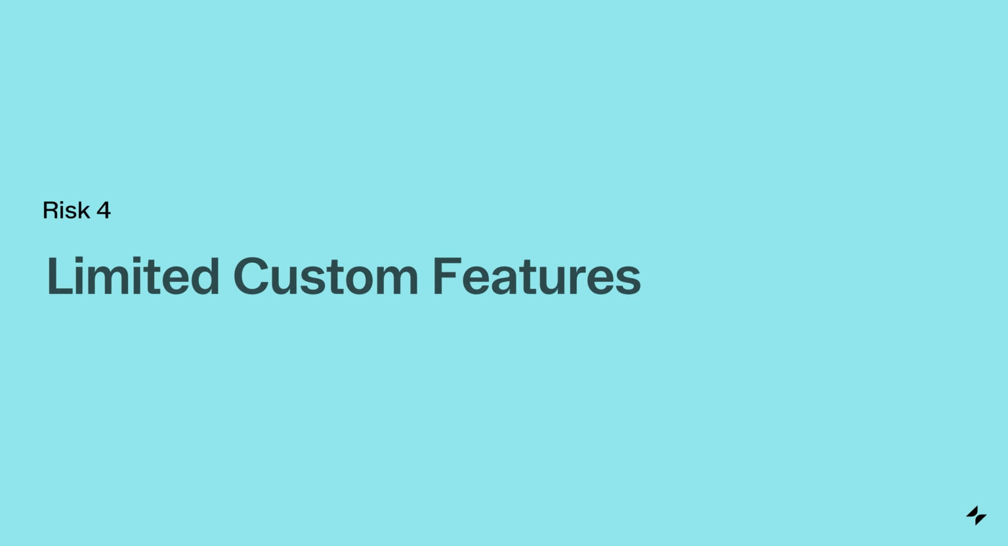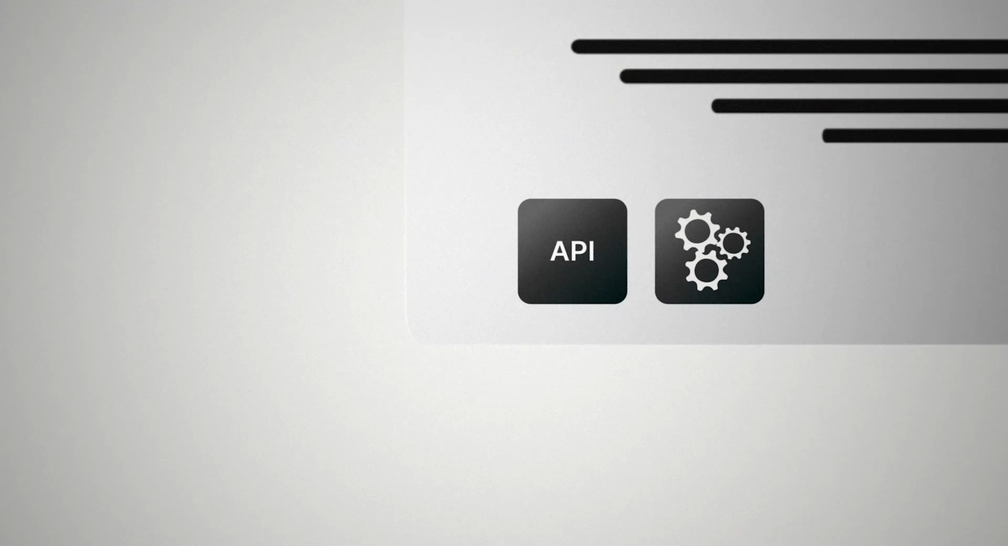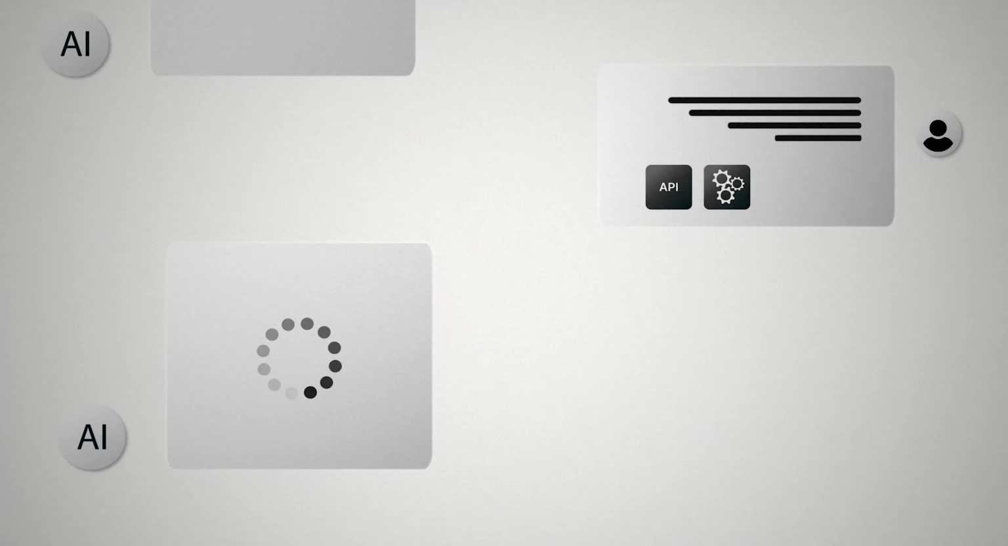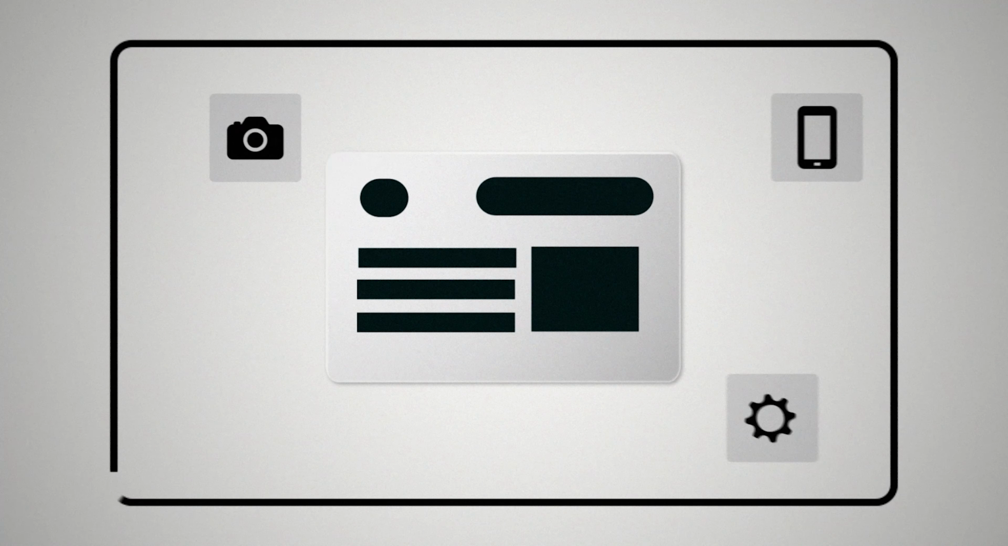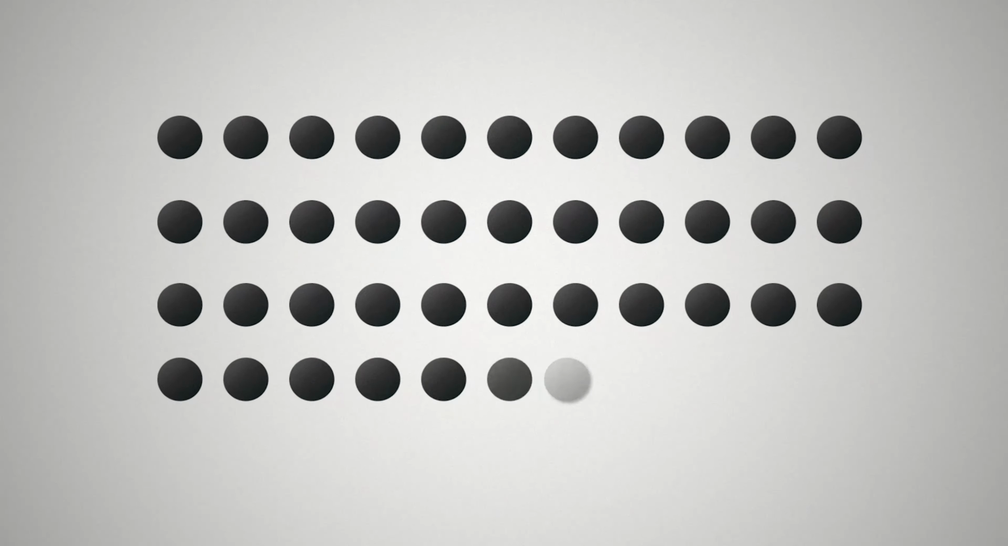Risk number 4, limited custom features. The fourth risk is flexibility. Vibe coding works well for common apps, but when you need something unique, like connection to a niche API or handling complex logic, it struggles. Most tools only support what's built into their system. Anything outside that box usually means falling back into traditional coding.